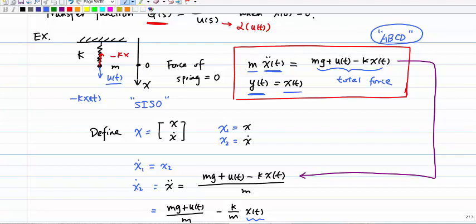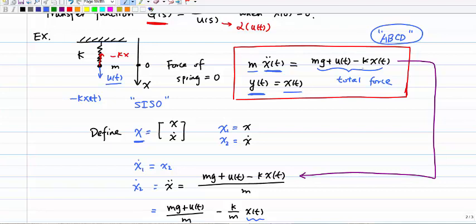In other words, the blue x is a vector with two entries, x1 and x2. x1 is the black x, and x2 is the black x dot. Once you define this state variable, x1 dot is x2, the blue ones, and x2 dot is x double dot, because x2 is the black x dot and you take one more derivative, which gives the double dot of the black x.